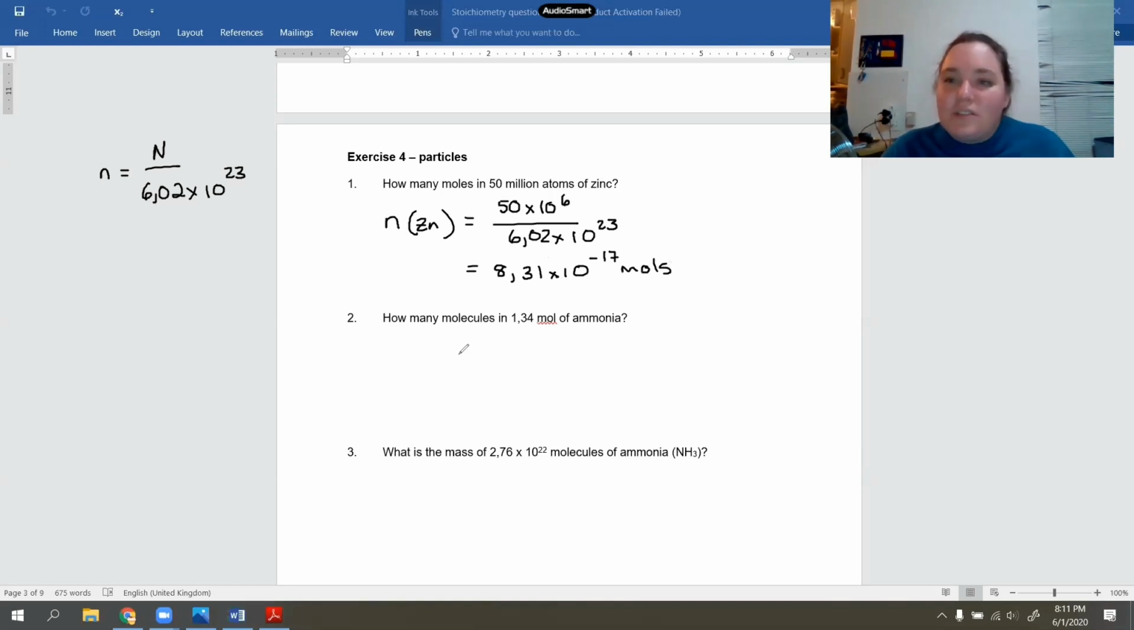This next question is going to be working backwards. So you've been given the number of moles and you're looking for the number of molecules. Please note this N is for molecules, atoms, particles, whatever it is that we feel like we're looking for.